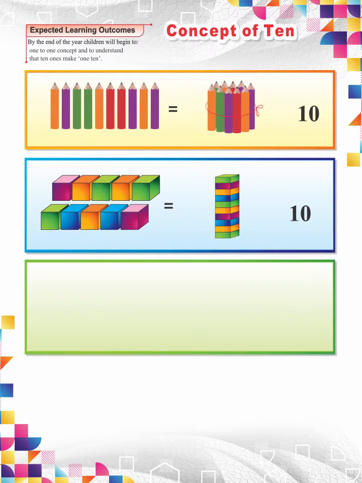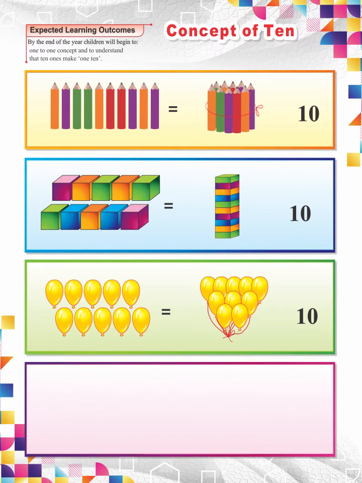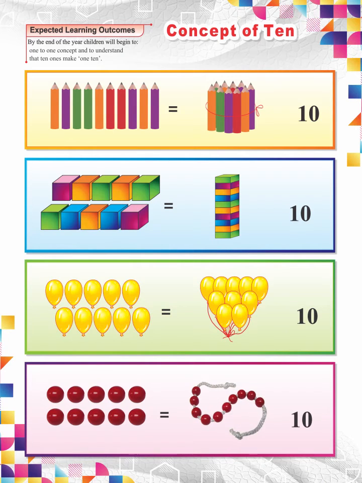In the third row, you see 10 balloons tied together. They represent the number 10. In the fourth row, you see 10 beads woven in one thread. They represent the number 10.